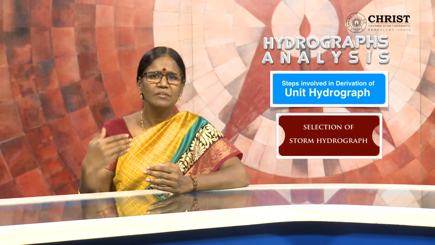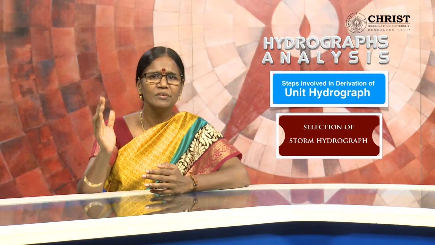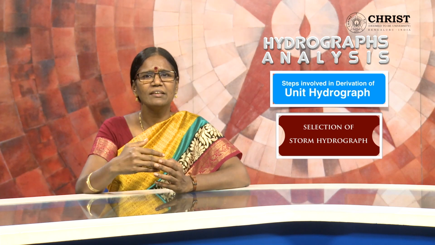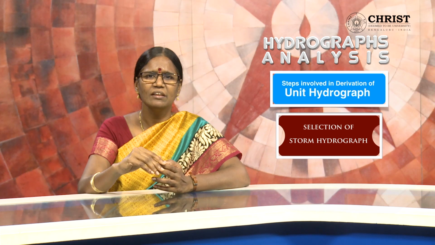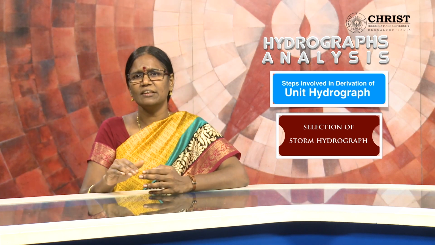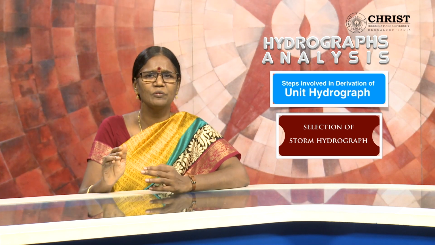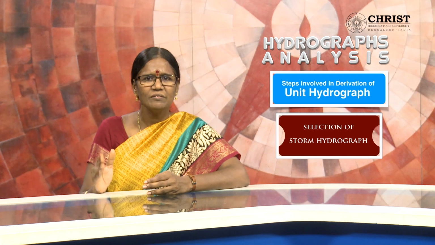Now, we discuss the steps involved in derivation of a unit hydrograph. The first step is selection of storm hydrographs. While selecting storm hydrographs to derive a unit hydrograph, we should select isolated storms in such a way that the duration and amount of rainfall should be the same for the selected storms, and they should cover the entire catchment with 1 centimeter to 4 centimeters of effective rainfall.